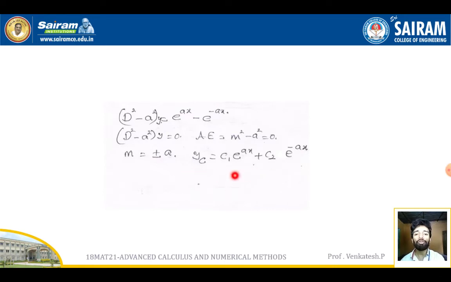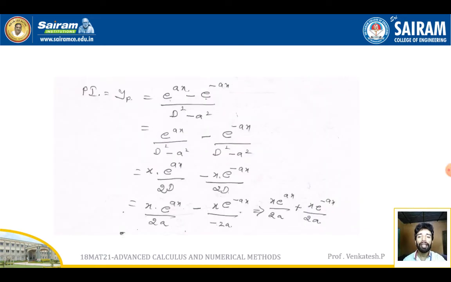The next step is to find the particular integral. For the particular integral, I have two functions here: one is e power ax and one more is e power minus ax. I am taking these functions in the numerator divided by D square minus a square, the operator equation, and splitting the equation. Since the function has two terms, I am going to expand it. I will get e power ax by D square minus a square, minus e power minus ax by D square minus a square.